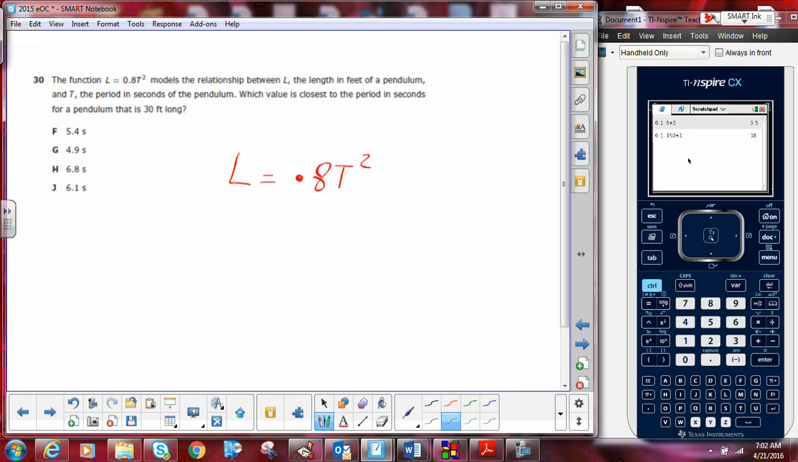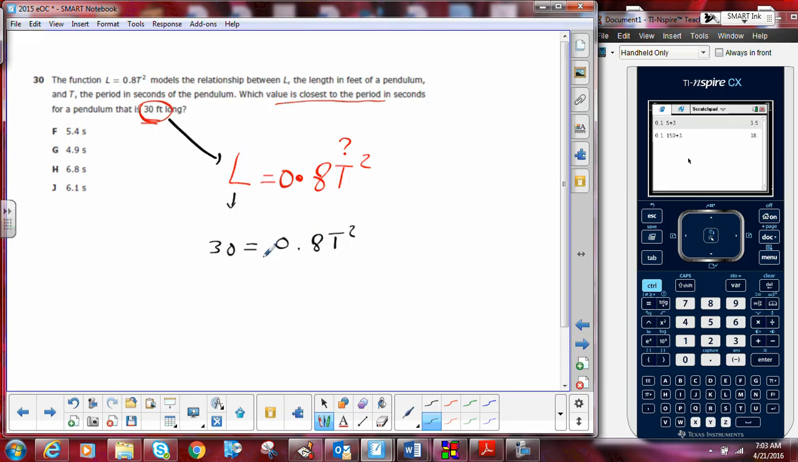Now, what's the question? They give you one variable. I mean, they give you the length and they ask for the time. So they ask for the time if the length is 30 feet long. So what are you going to do in this situation? You're going to replace L, the length, by 30. That's your length. And you have to find T.